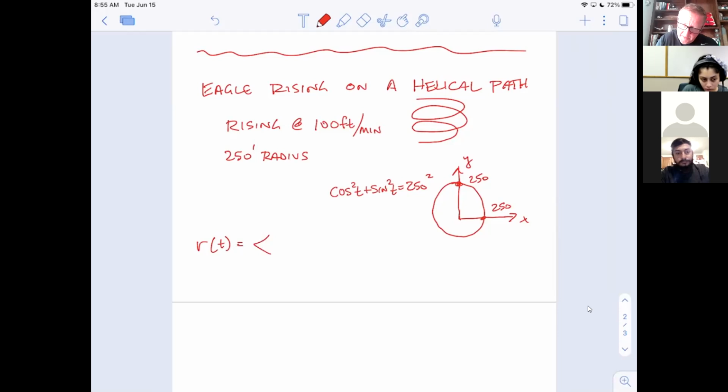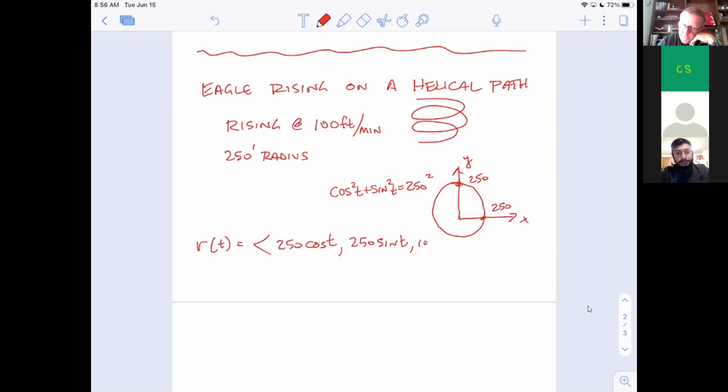The x coordinate would be 250 times the cosine of t. The y coordinate would be 250 times the sine of t. That would actually take care of the circle in polar mode. And then we just don't want it to be flat. Like we don't want it to stay there. So we don't want z to be 0. If z was 0, then it would just be flying around in a circle. What would it be flying? It'd be walking in a circle on the ground.